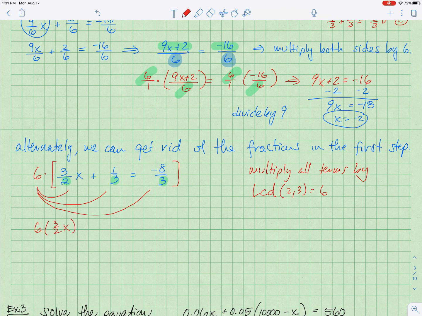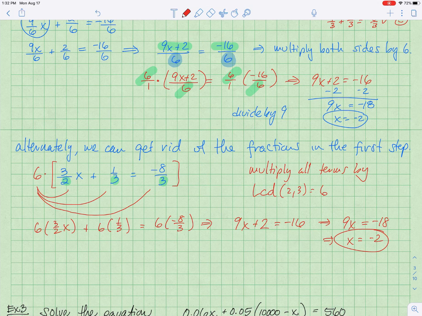6 times 3/2 x plus 6 times 1/3 is equal to 6 times negative 8/3. And that's going to give us 9x plus 2 is equal to negative 16. And then, of course, we can subtract 2 from both sides. 9x is equal to negative 18. And then we can multiply both sides by 1/9, giving us x is equal to negative 2.